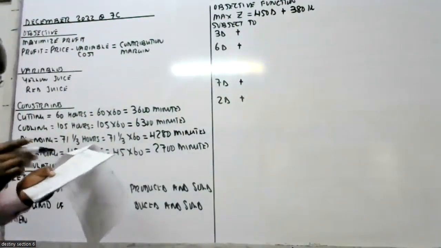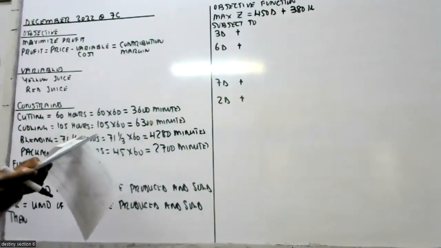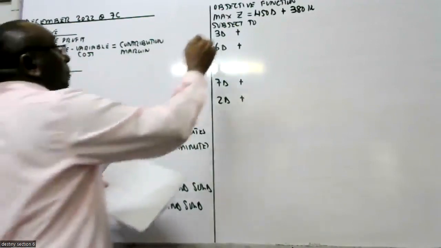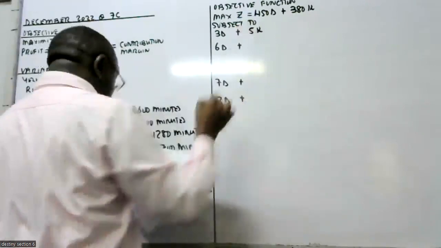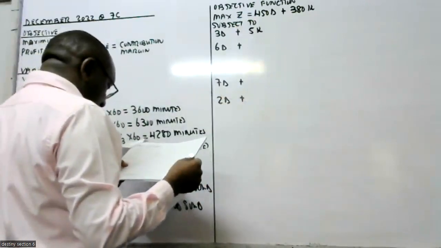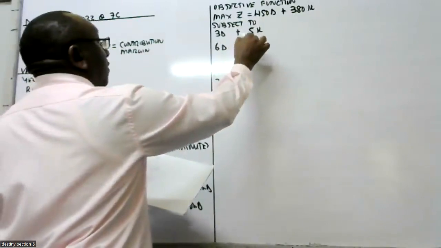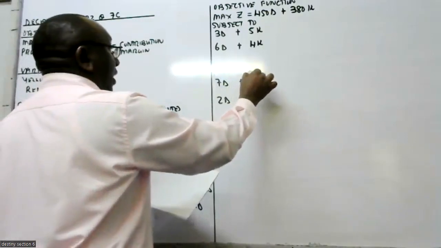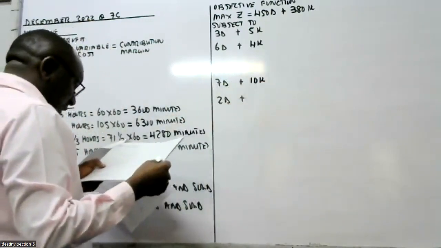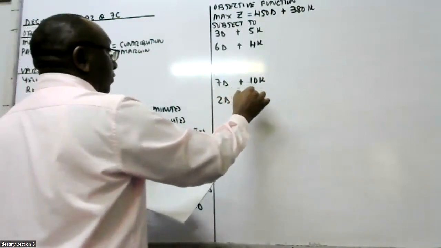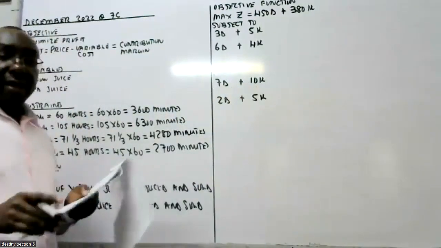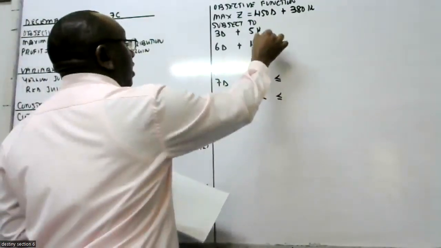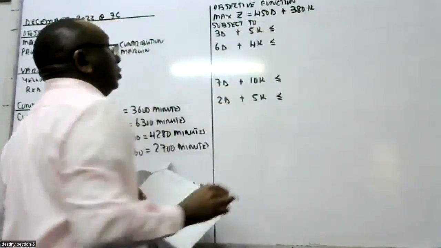We go now to the one for red juice. We are told 1 packet of red juice requires 5 minutes for cutting, so 5K. Then 4 for breading, 4K, and then 10 for cooling, so 10K, and then 5 for packaging, so 5K. And then we say these ones are less than or equal to.